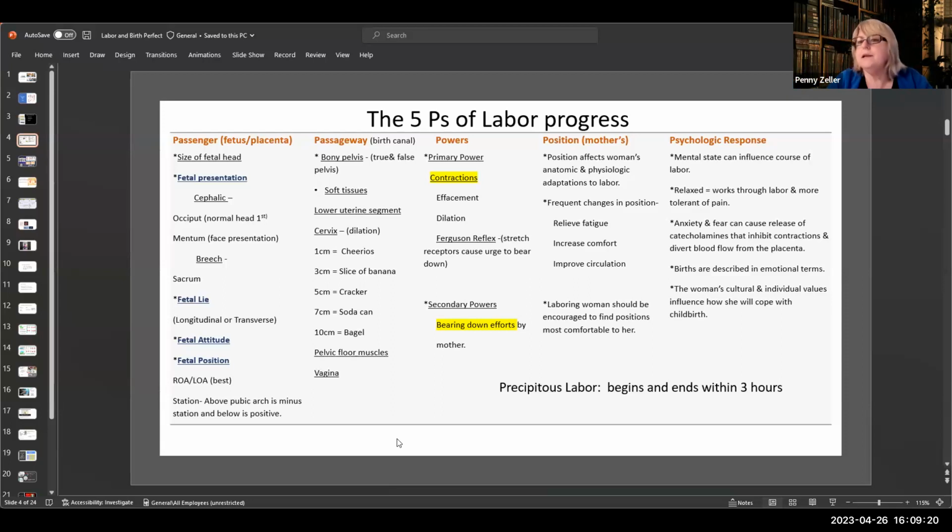And then the fetal attitude. That means, is a baby in a flexed position? A flexed position is most ideal for labor. And then if the baby is large, that's going to hinder labor. A large baby from a diabetic mother. So that's the passenger in the passageway. The next P are the powers.